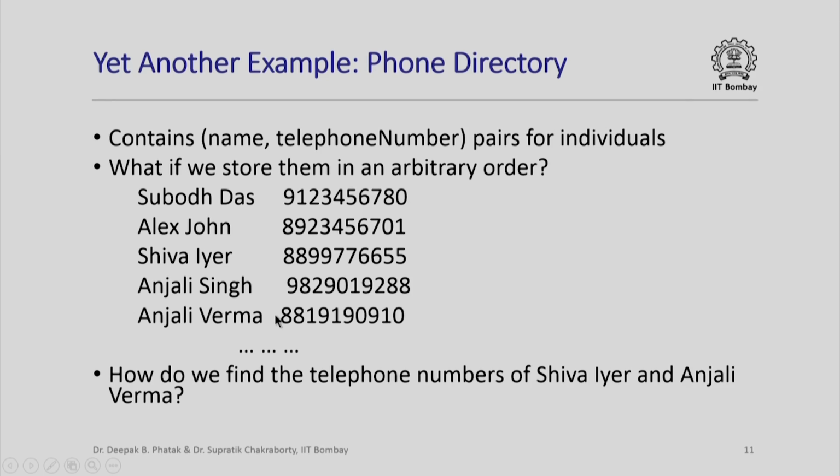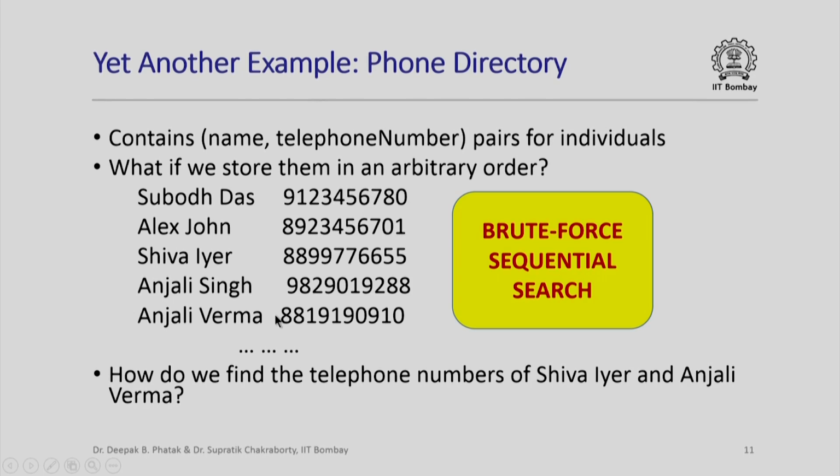Because these numbers are listed in completely arbitrary order, what you would really have to do is a brute force sequential search. You will have to look at one name and then the next name and then the next name until you find Shiva Iyer or Anjali Verma.